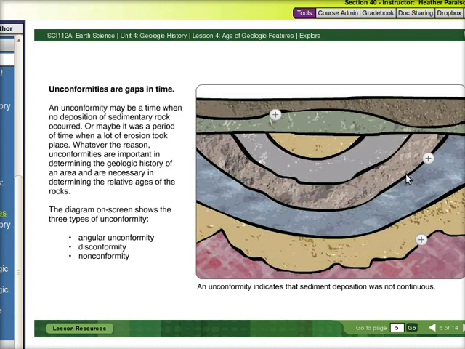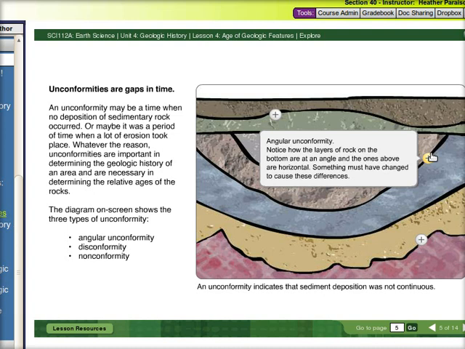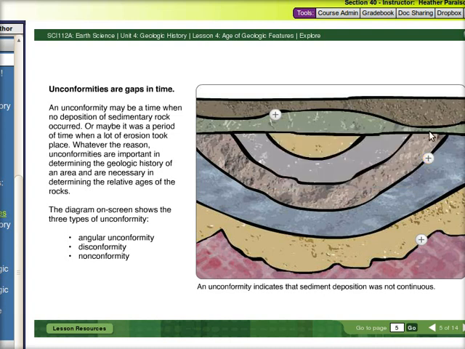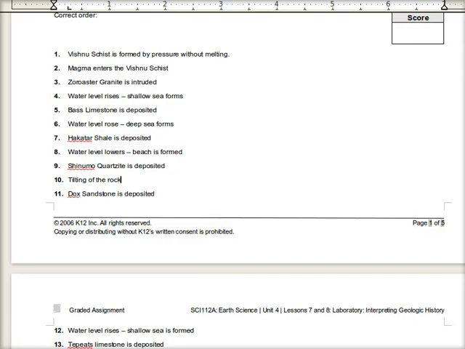And if we look at this section right here, we've got this angular line. It's tilted, it's not flat. And let me read to you what it says. Angular unconformity. Notice how the layers of rock on the bottom are at an angle and the ones above are horizontal. Something must have changed to cause the difference. So some sort of plate movement tilted these layers is what most likely happened. Alright, so we've got that in our lab report. The tilting of the rock, we'll say layers.